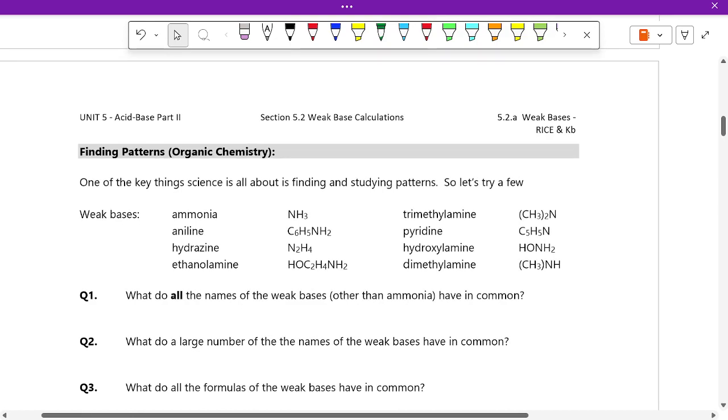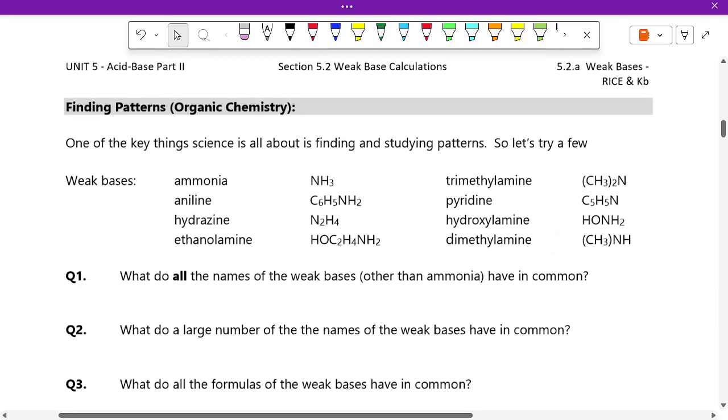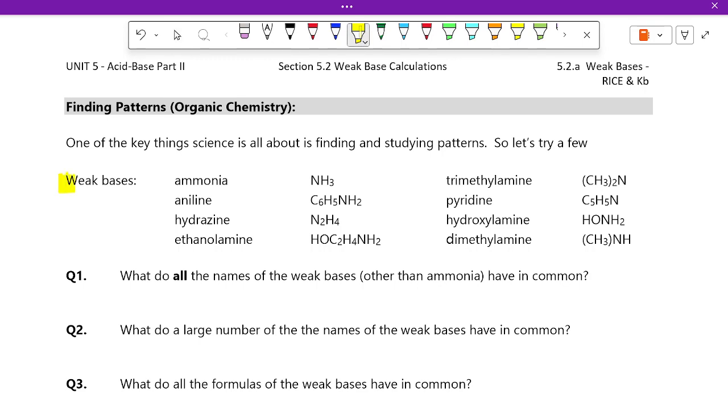Finding patterns, organic chemistry. You are not responsible for knowing any organic chemistry, but I love that. What you should know is that you might be thrown a weak base, and you should just be like, oh, okay, I can deal with this. Most weak bases are like these ones. These are all some weak bases. And let's find some patterns.